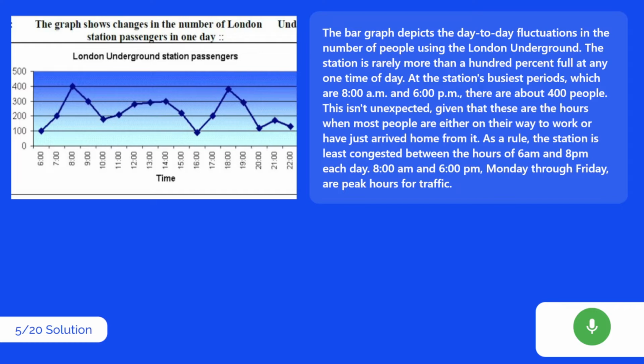As a rule, the station is least congested between the hours of 6 a.m. and 8 p.m. each day. 8 a.m. and 6 p.m., Monday through Friday, are peak hours for traffic.